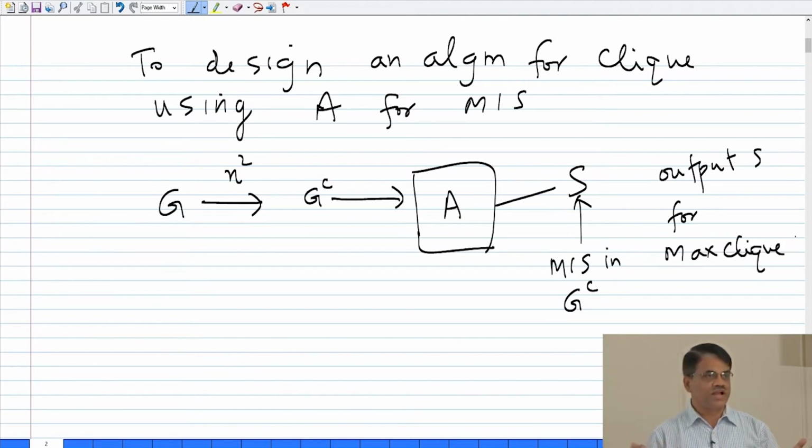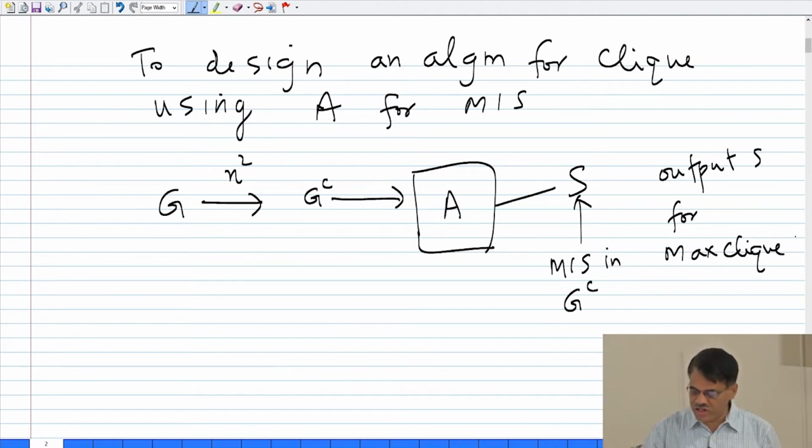And why is this the correct algorithm? Because a set of vertices is a click in my graph if and only if it is an independent set in the complement graph, right? Because that's exactly the way complement is defined, right? So that's it. So how much time?